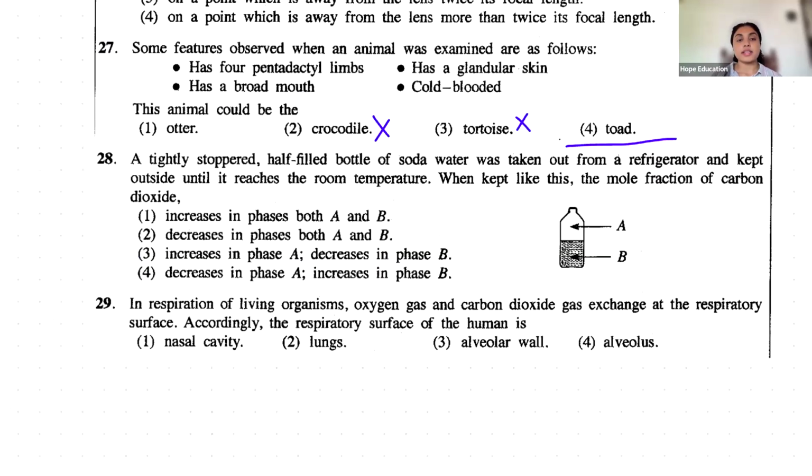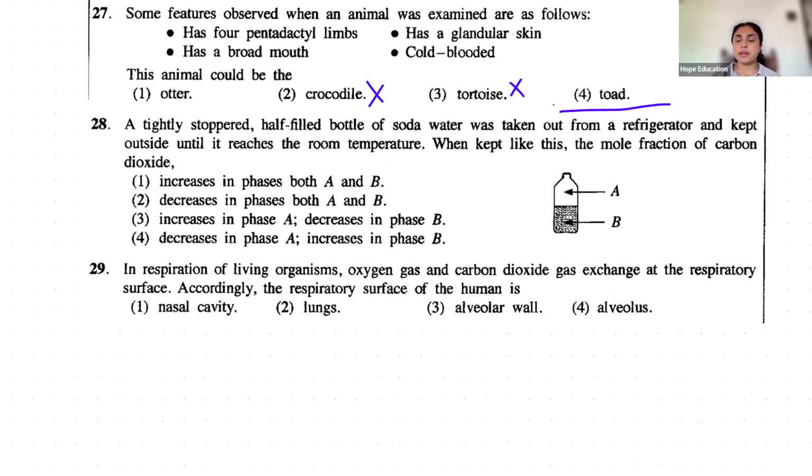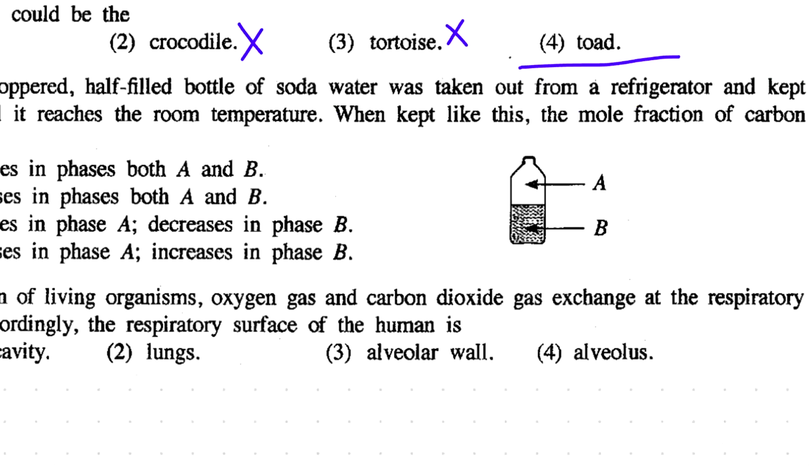Okay. A tightly stoppered, that is, well fixed and closed, half-filled bottle of soda water was taken out from a refrigerator and kept outside until it reaches room temperature. When kept like this, the mole fraction of carbon dioxide in phases A and B, what are they? A is the gas space here. I can hear there is empty space, which means there are gases in A. B is the liquid soda water phase.